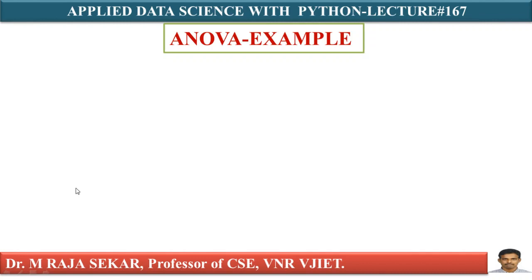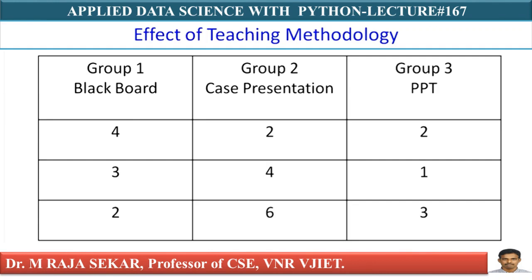The example is that there are three methodologies. One way of teaching is with the help of a blackboard, another way is case presentation, and the third way is PowerPoint presentation. Suppose I want to know which teaching methodology is more effective. Is there any influence of teaching methodology on student performance? So totally 9 students were taken. In each group, 3 students are allotted randomly.